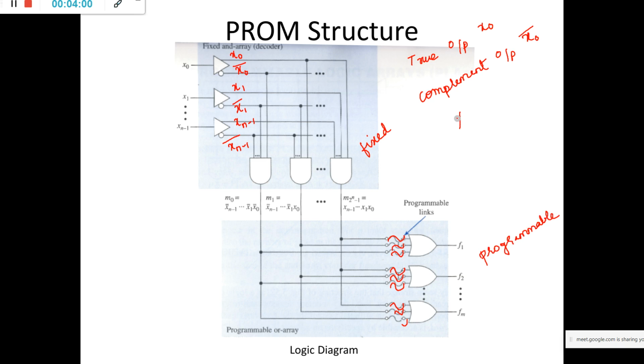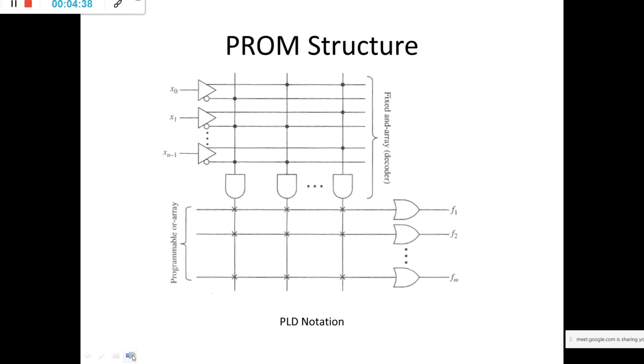So in the PROM structure, students, the AND array and OR array both are present. In all the PLD devices, the AND array and OR array are present. The AND array is fixed, the OR array is programmable. Programmable means the fuses are connected. The AND array is fixed, so dots are connected here, isn't it? So in PROM we studied that the AND array is fixed and the OR array is programmable.